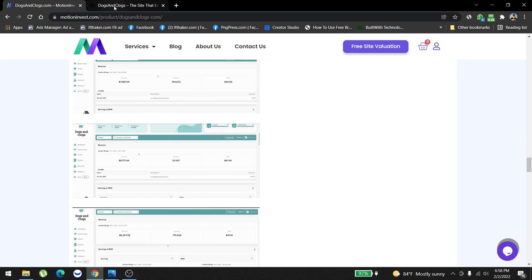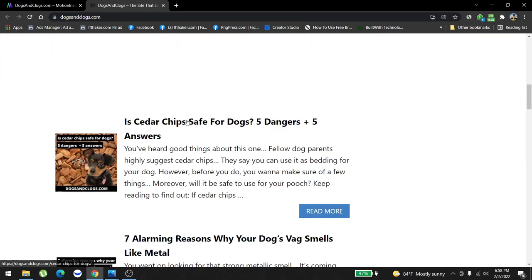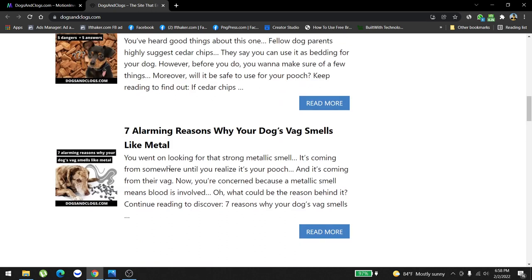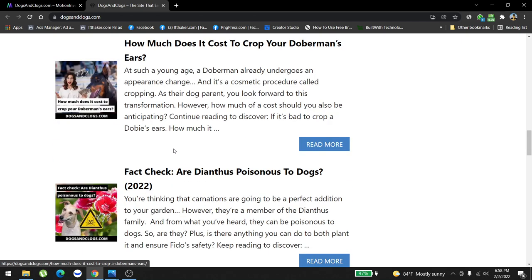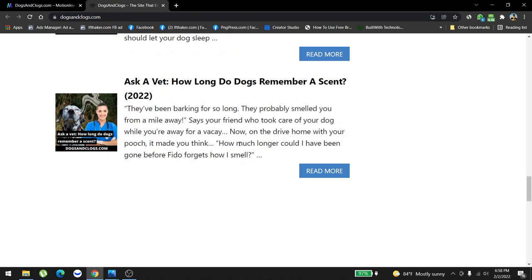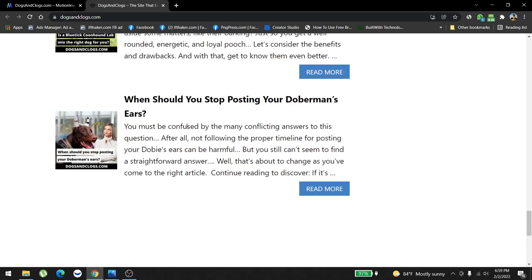All right, let's go to the website itself. Can a dog wear a collar and a harness? So they're more like an informational based website. 7 alarming reasons why your dog's bag smells like metal. So this is more information and more subjective based of information results. In this case, you do need to hire a team who actually has information about this, who specializes on all of these subjects. So the writing would be really high.